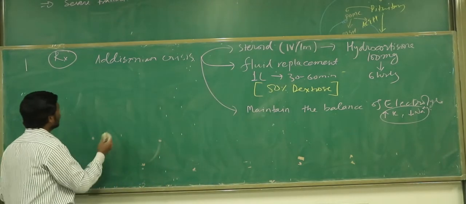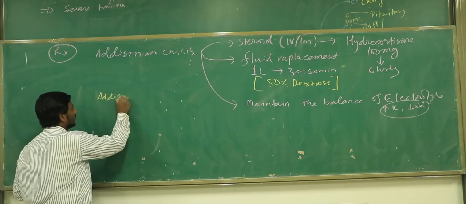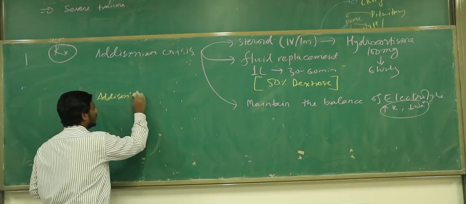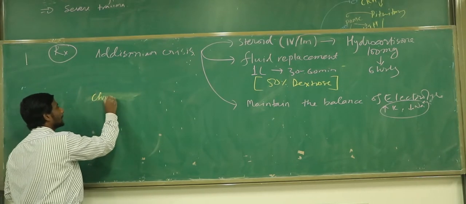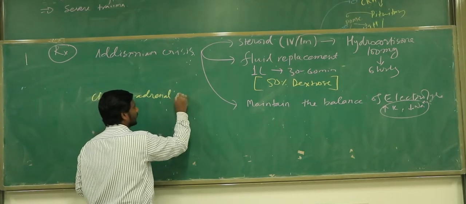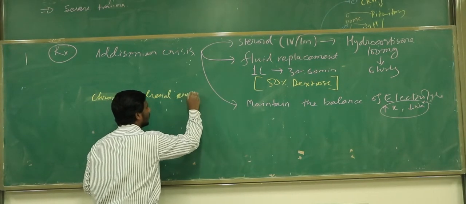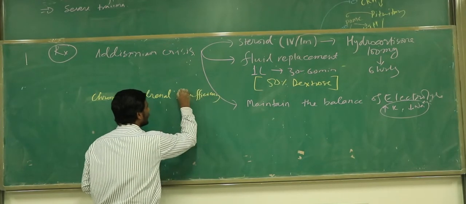Now the question is, what is the treatment of adrenal insufficiency? Let's say Addison's disease, or you can say, what is the treatment of chronic adrenal insufficiency? How to treat it? The chronic one. And the chronic is very commonly treated in this way.